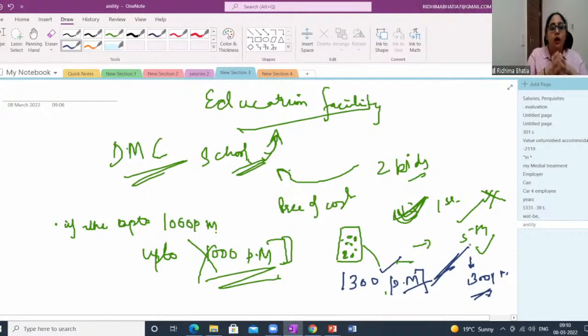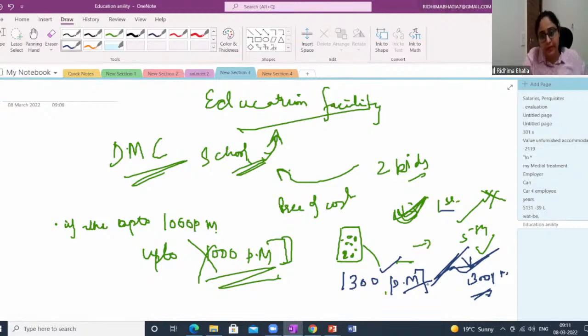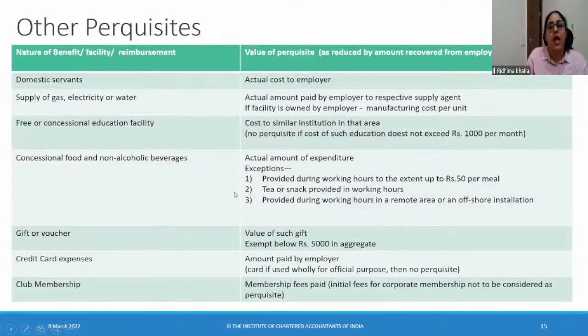So wrapping up, if education facility is provided free of cost to the children of the employee, and the value is up to 1,000 per month, then nothing would be taxable as perquisite. If the value of that education facility is more than 1,000 per month, then the full amount would be taxable. In this case, for the 1st standard students, the fees of other students was 800 per month, so we taxed nothing. But for the 5th standard students the fees was 1,300 per month, so the full 1,300 per month would be taxable as perquisite for you because your children are studying there free of cost. Okay? And if they're studying in some other school also, which is not maintained by the employer, then the same concept will go.